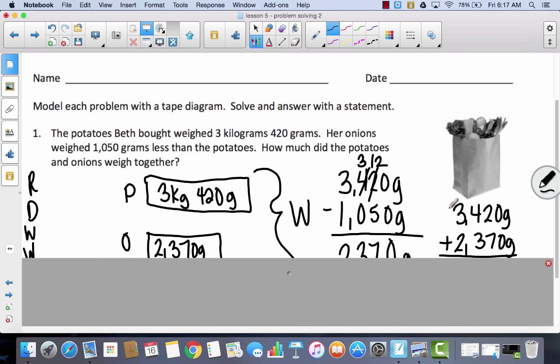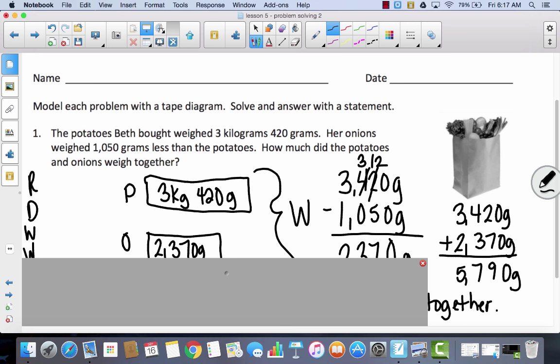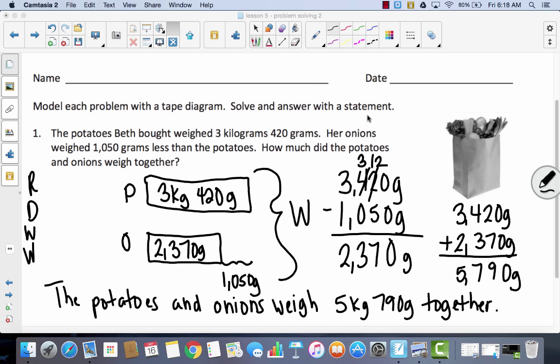Okay, so hopefully you took the time to pause the video and go ahead and add this together. I ended up with 5,790 grams, and then I went back to answer the question, how much do the potatoes and onions weigh together? The potatoes and onions weigh 5 kilograms, 790 grams together. If you did not convert this back to kilograms and grams and left it 5,790 grams, that would be correct too.